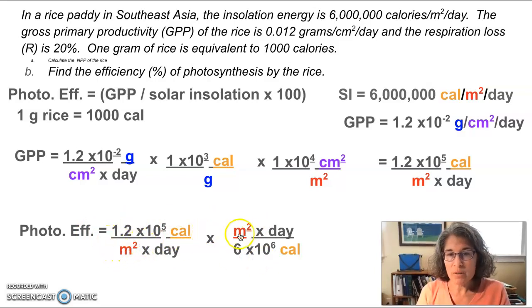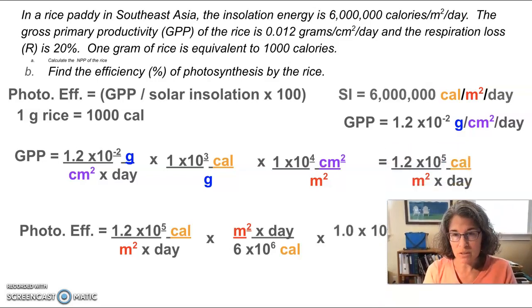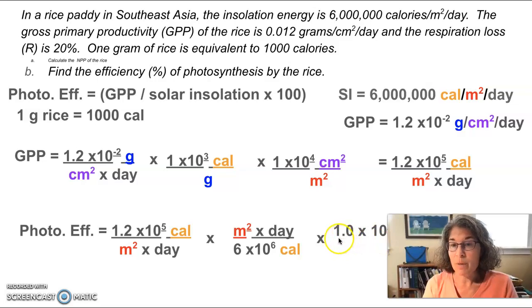Notice now, meters squared and meters squared are going to cancel out. Calories and calories are going to cancel out, and days are going to cancel out. I can check back to my original problem and notice I want to end up in percent, so that's okay. Once I've done that step, the next thing that I'm going to need to do is actually multiply by 100. I want to convert this into a percentage, so I'm multiplying by 1 times 10 to the second. Again, the reason I'm converting everything into scientific notation is it makes my math job easier. If you notice across the numerator now, I have 1.2 times 10 to the fifth times 1 times 10 to the second. So across the top, it's 1.2 times 10 to the seventh.